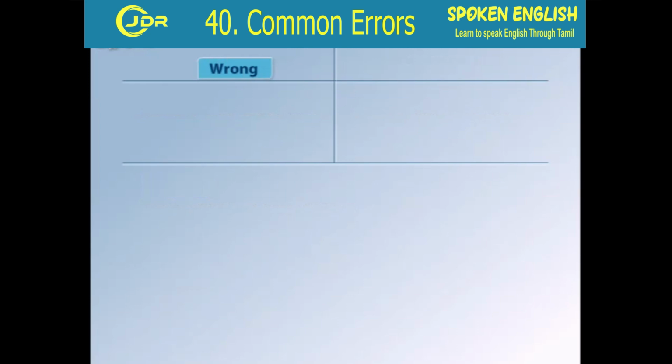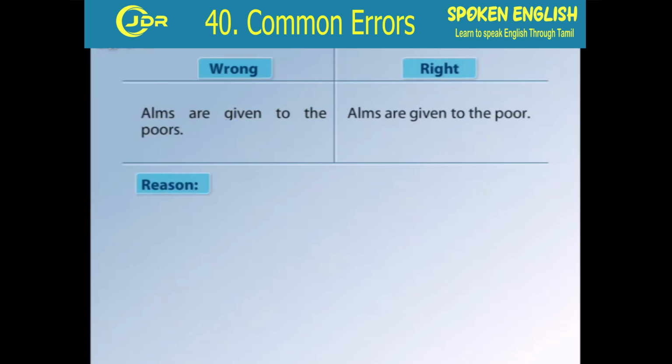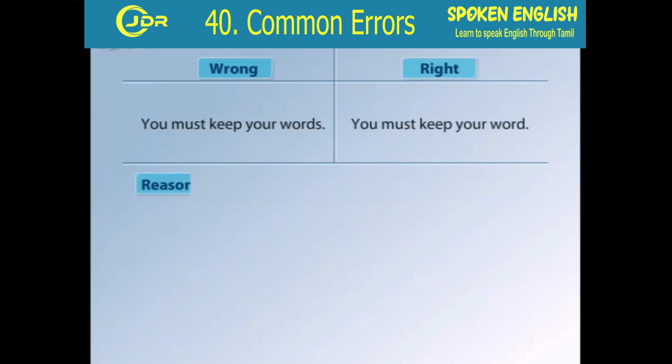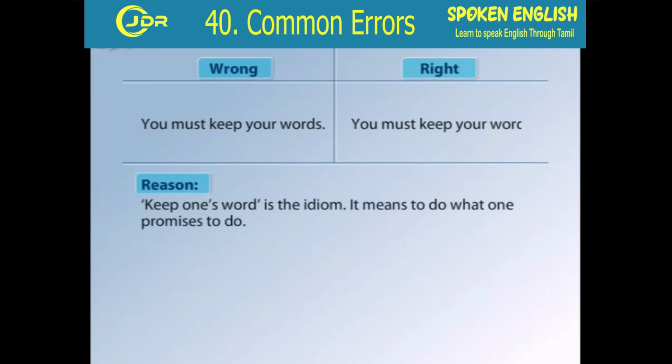Wrong. Alms are given to the poor. Right. Alms are given to the poor. Reason, there is no plural form for poor people. Wrong. You must keep your words. Right. You must keep your word. Reason, keep one's word is the idiom. It means to do what one promises to do.